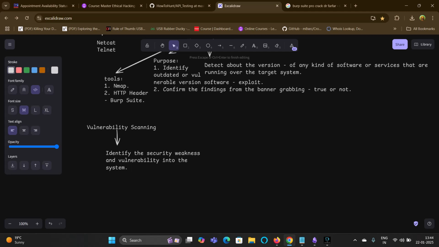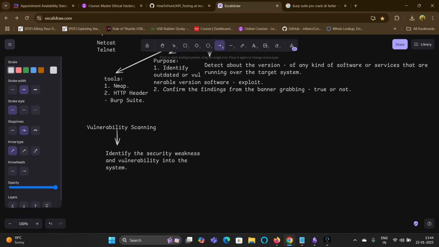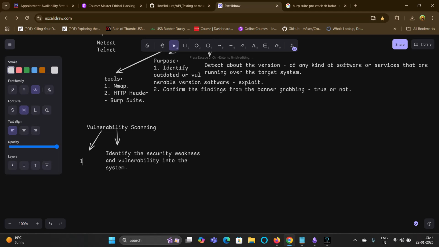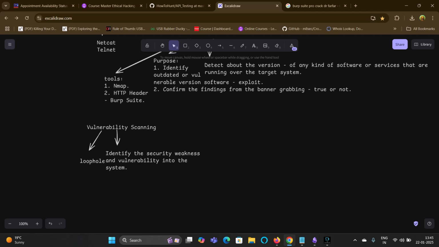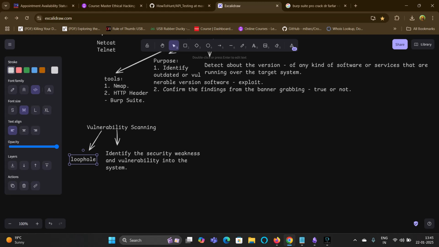So vulnerability scanning means to scan the system to identify any kind of security weakness or vulnerability in that particular system. Vulnerability is a kind of loophole in the system through which a person can easily find and create a backdoor and get into your system. So we need to perform vulnerability scanning. It is a very crucial part.